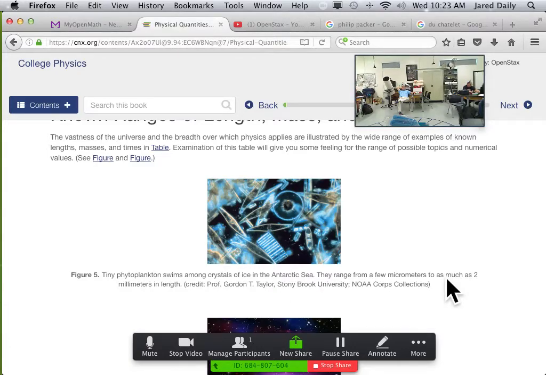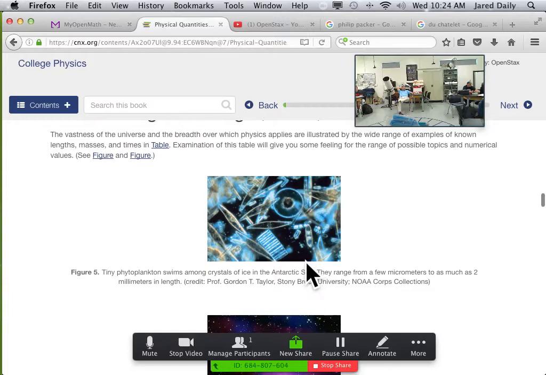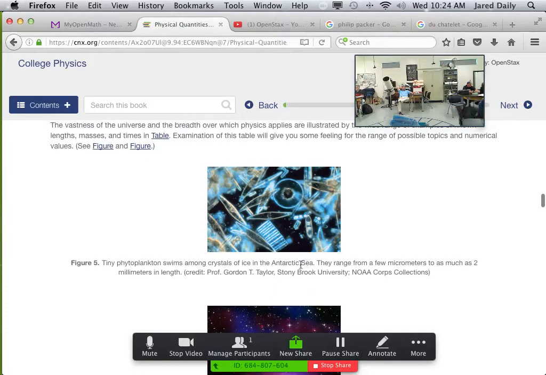Ice in the Antarctic Sea, this is phytoplankton swimming among these crystals. So this is a phytoplankton, and these are the ice crystals in here. And that is measured in millimeters in length. So 2 millimeters maybe as these can get to. Ice crystals are right around from a millimeter to a centimeter big. So we're looking at millimeters.